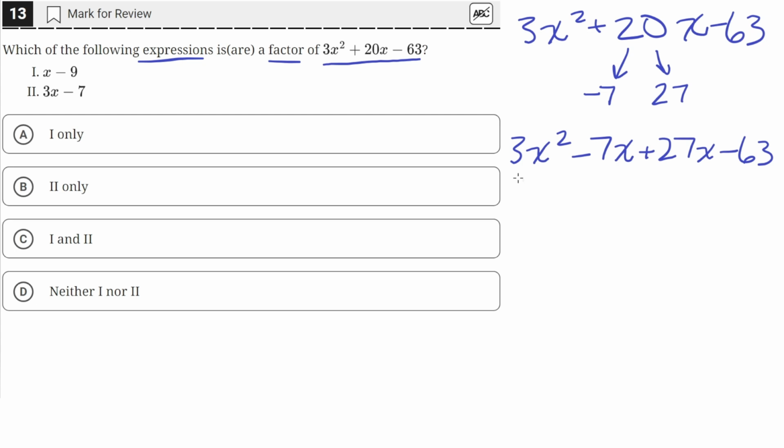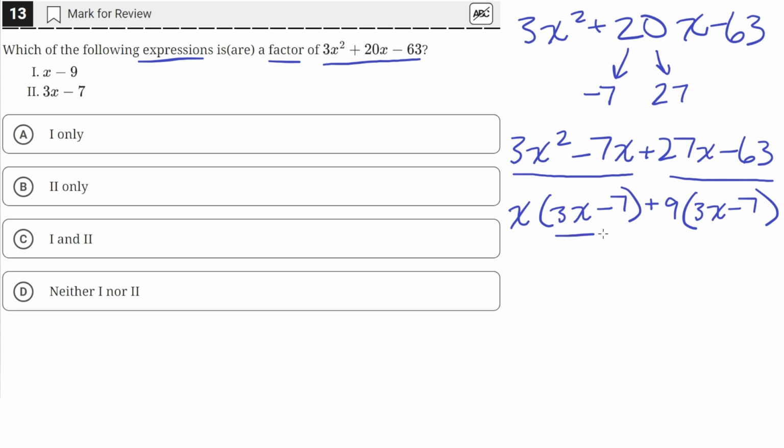Then we can just factor out some terms. From these first two terms, we can factor out an x. So we'll be left with 3x minus 7. So we just factored out an x from both of these terms. And then from these two terms, we can factor out a 9. So when we factor out a 9, we're left with 3x minus 7.